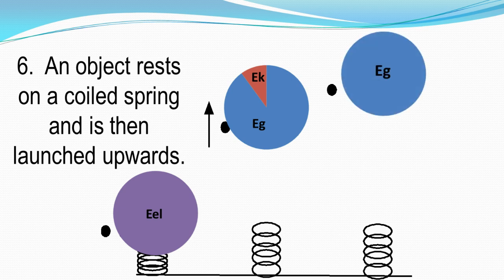At its top peak, we can tell that it's not moving anymore because there's no arrow telling us the vector direction anymore. It is stopped. So it's not moving, zero kinetic, all gravitational because it's off the ground. On the way down, the gravitational would go down because the height would decrease, and therefore the kinetic energy would increase as it moves towards the ground.